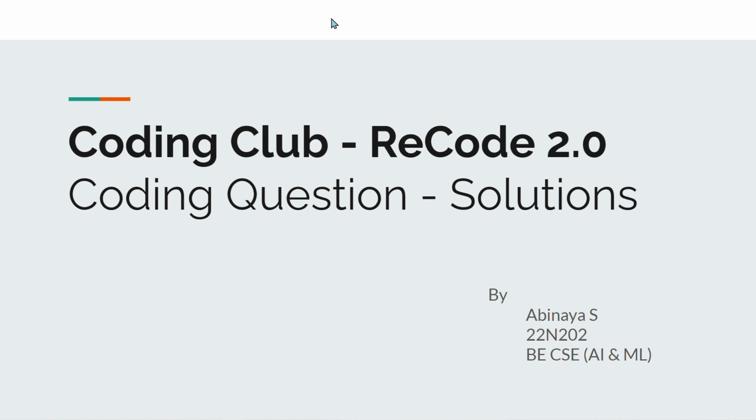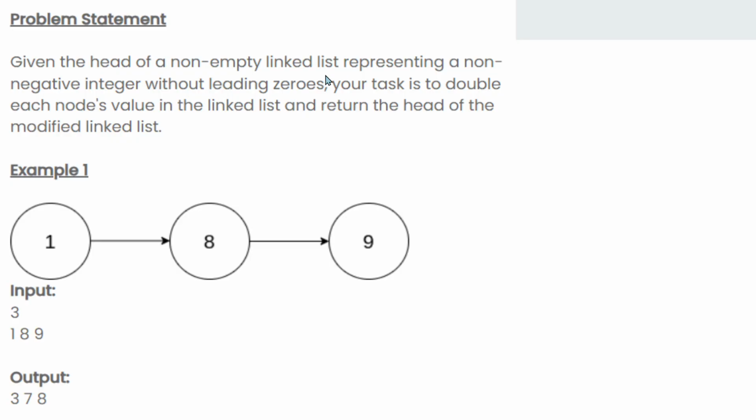The first question is, we are given a linked list and its head is given as an input. We need to double the input. The number represented by the linked list should be multiplied by 2, and the answer should again be represented as a linked list. We need to return the head of the linked list as per the problem.